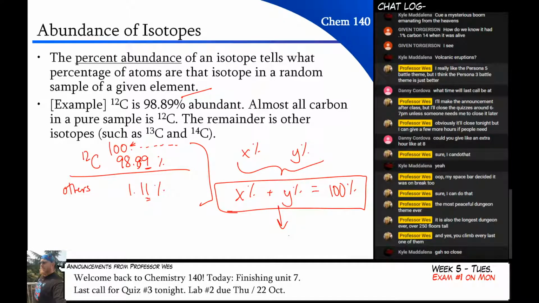Now, what we're going to eventually do is change these from percents into decimals, which means that I just divide everything by 100%. And then I'll get this. That's going to be crucial. So we're going to come back to that in just a second.